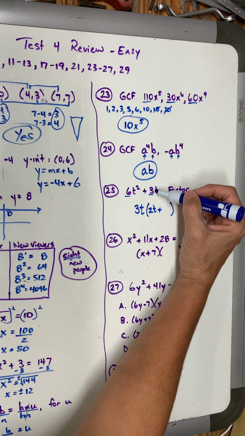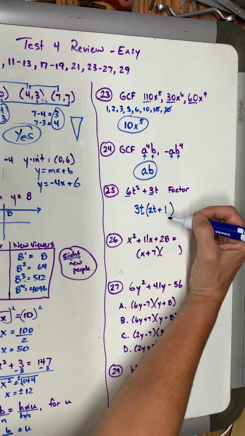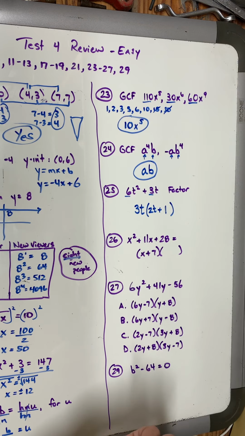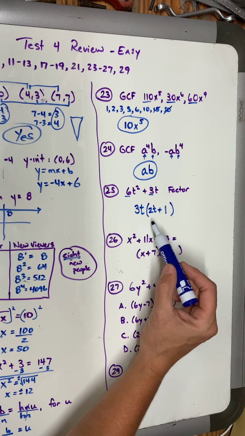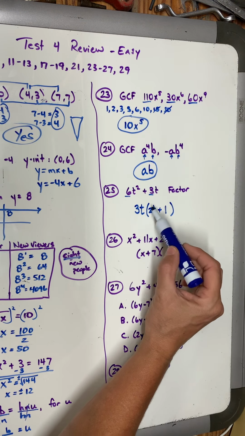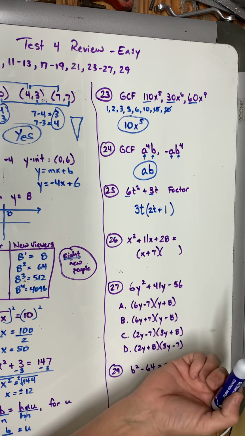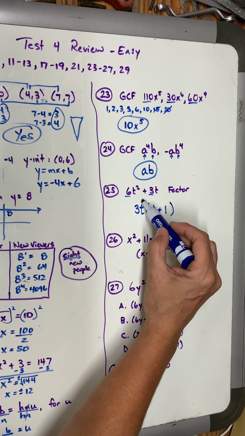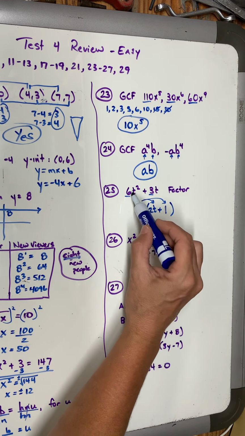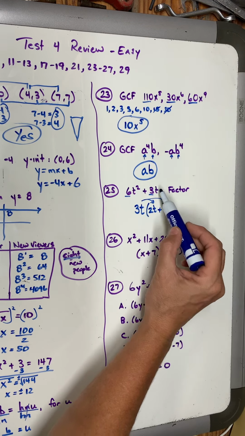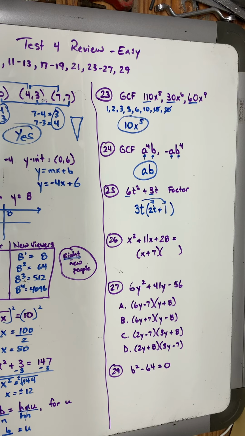3t times what gives me 3t? The number 1. And this is what kind of messes people up a lot. They forget to do this one. Remember, you have to have the same number of terms in the parentheses that you started with in the problem. The other thing is you can double check by distributing. What's 3t times 2t? It's 6t squared. What's 3t times 1? It's 3t.